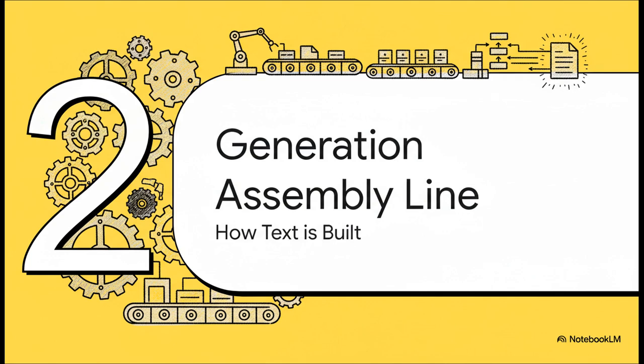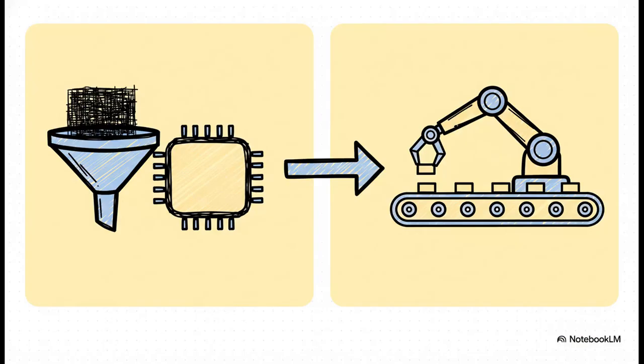Okay, so we've got the key ingredient, attention. So how does the AI actually build the text? Well, it happens in a really methodical two-phase process that works just like a high-tech assembly line. The first phase is called prefill. You can think of this as the prep phase, where the model takes your entire prompt and digests it all at once to understand what you're asking. The second phase is decode. This is the actual writing part, where it generates the response one single word at a time.